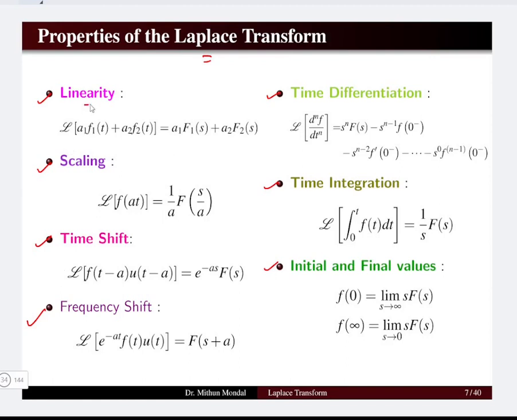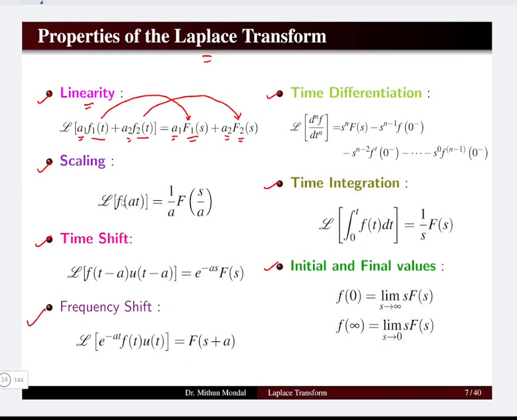So if you see the linearity property, given the two signals f1 of t and f2 of t, if they are multiplied with some scalars a1 and a2 and added up, the Laplace transform will also involve a1 and a2 constants multiplied with the individual Laplace transforms, that is F1 of s and F2 of s, where F1 of s is the Laplace transform of f1 of t, and F2 of s is the Laplace transform of f2 of t. So this is the concept of linearity.